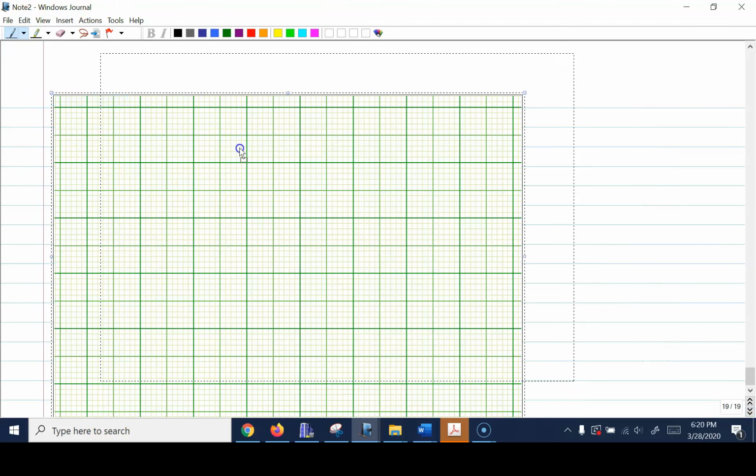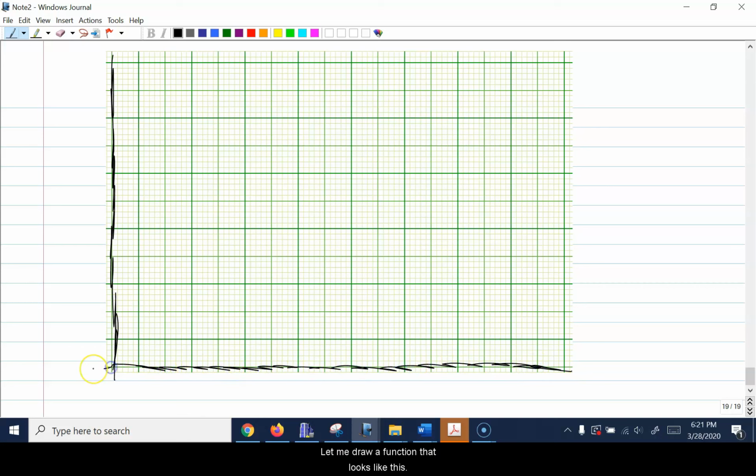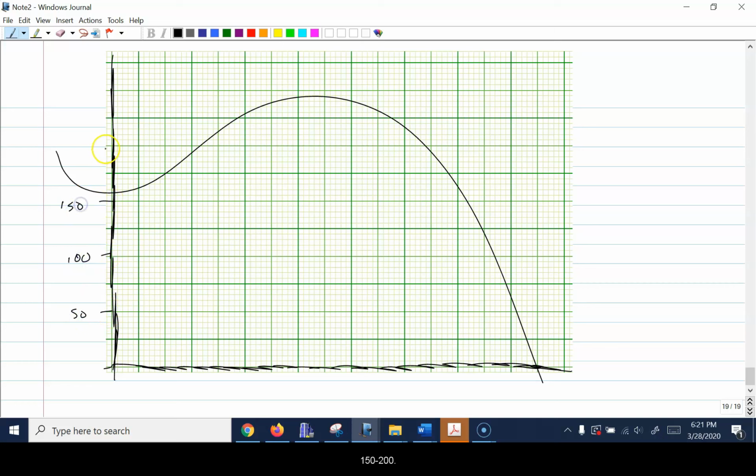The other thing we can do is we can approximate integrals graphically. If I draw a function, let me draw a function that looks like this. And I need some units here. Let's make this 50, 100, 150, 200.